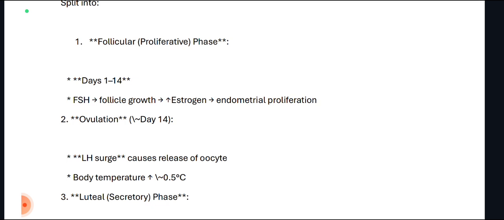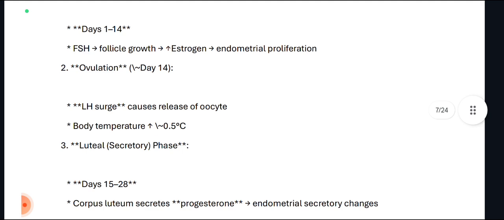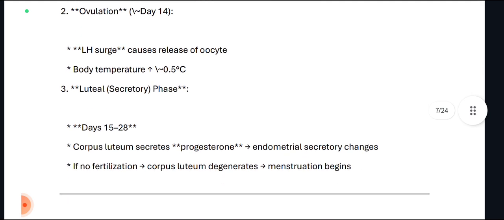The day of ovulation is day 14. On day 14, there is LH surge. This causes the release of an oocyte, and the body temperature increases by 0.5 degrees Celsius.